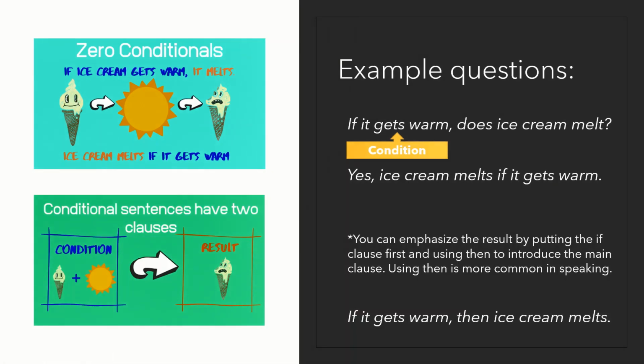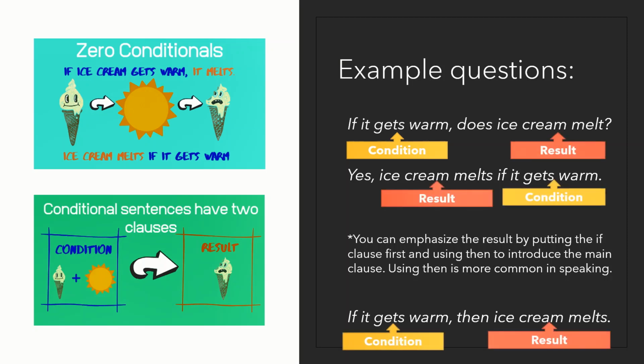Okay, now the examples for the zero conditional, we continue with other examples. Remember that we can use it in affirmative and negative statements, and also in questions. For example, if it gets warm, does ice cream melt? Well, that is a condition. If it gets warm, comma, even though it is a question, we also need a comma. The result: does ice cream melt? So my answer can be yes, ice cream melts if it gets warm. I am giving the possible result right over here in the condition.